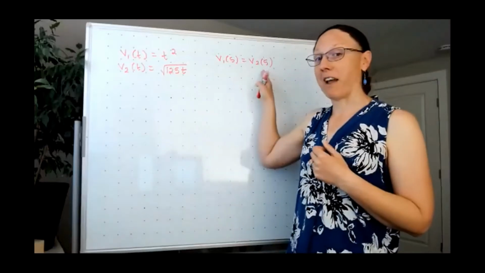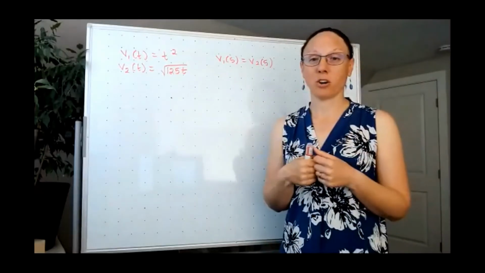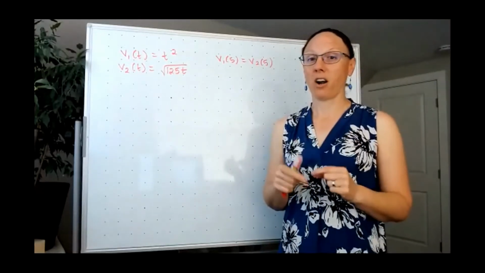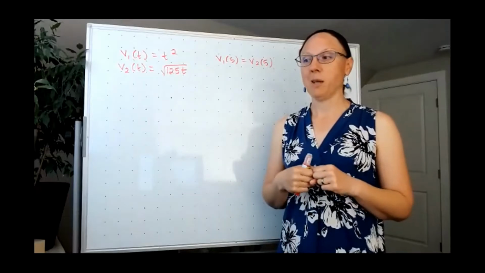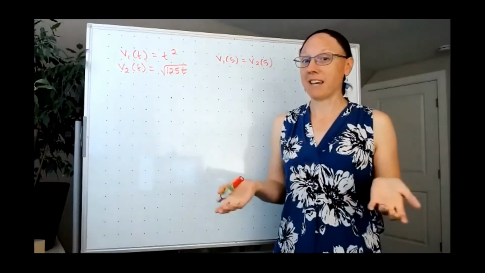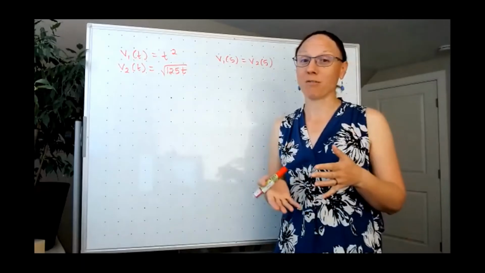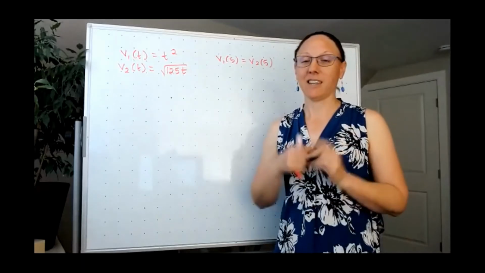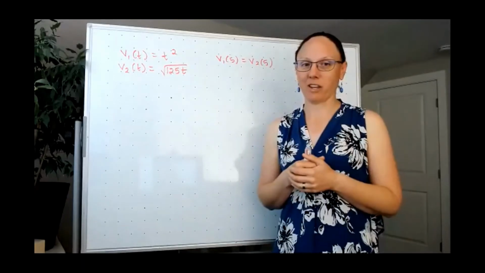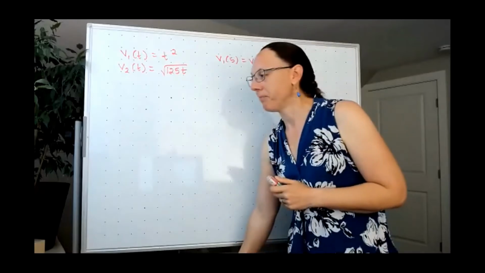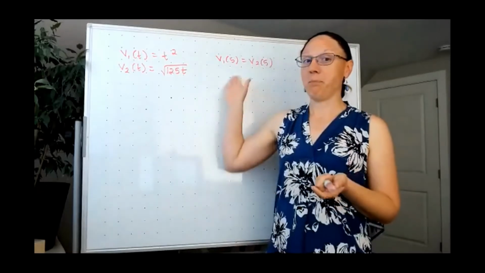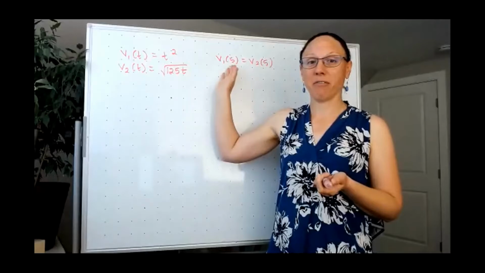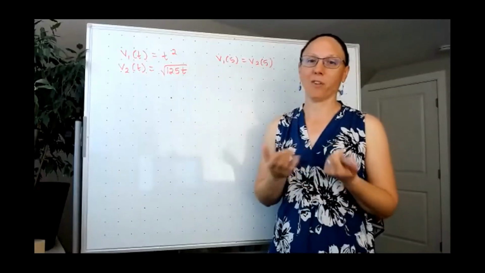So if after 5 seconds, the area between the two curves is 0, then they are in the same location. But if after 5 seconds, the area between the curves is not 0, then they are not in the same location. Because I'm not asking about the velocity, I'm asking about the location.